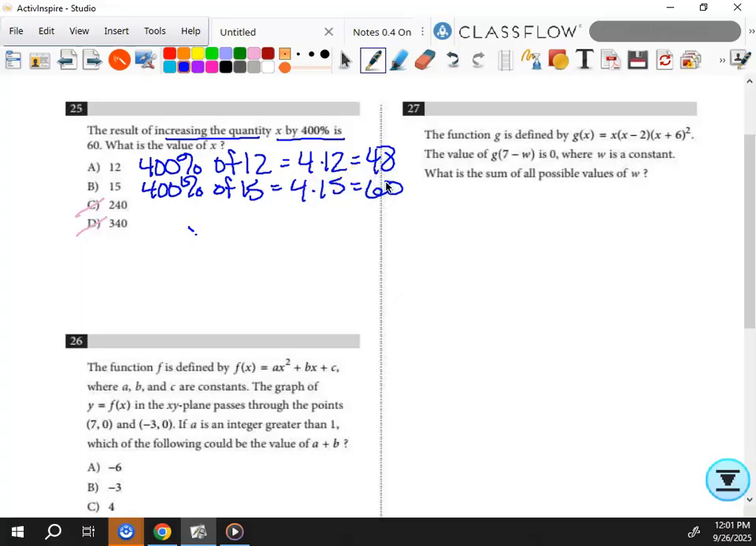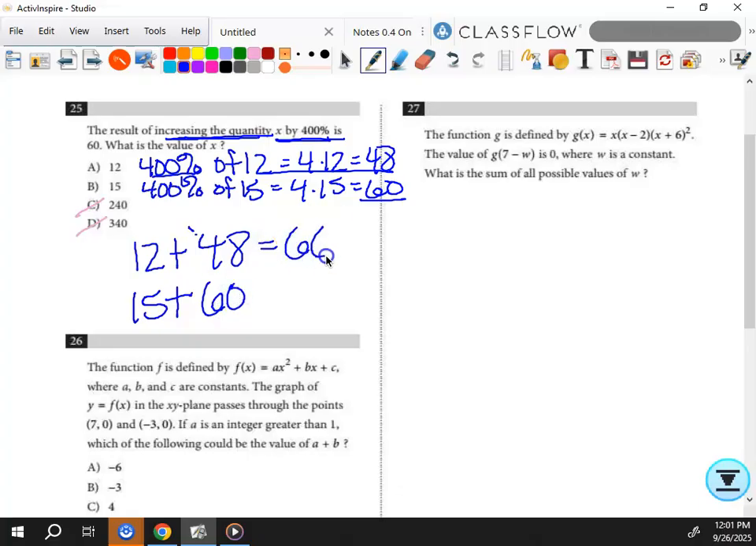Okay. It's not asking me for 400% of that number. I'm increasing it by that. So if I take 12 and increase it by 400%, I add the 48. If I take the 15 and increase it by 400%, I add the 60. That's why this one gives me 60 and this one gives me 75, because I'm increasing it by that amount. I'm adding that amount to it.